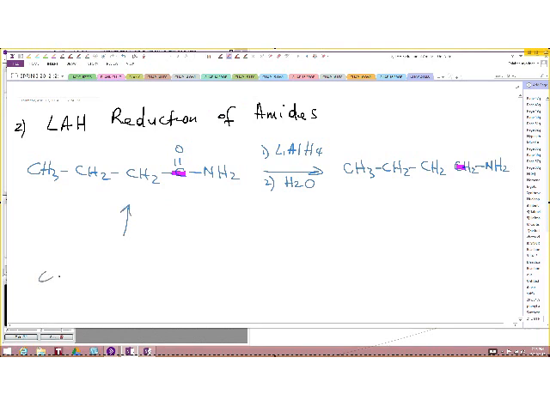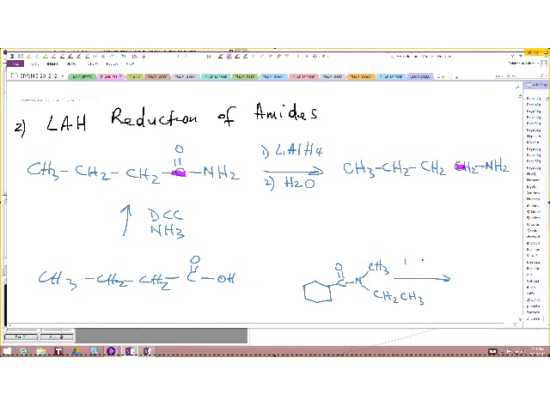Because you know you can make this from the carboxylic acid and ammonia. Okay, you could also use the secondary or tertiary amide.